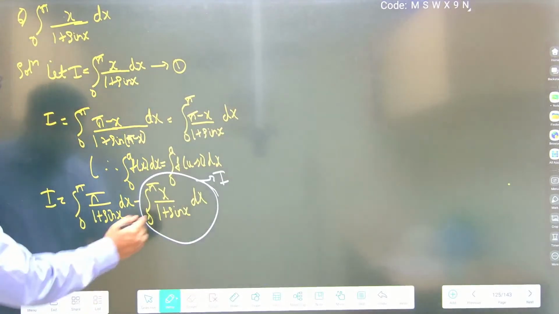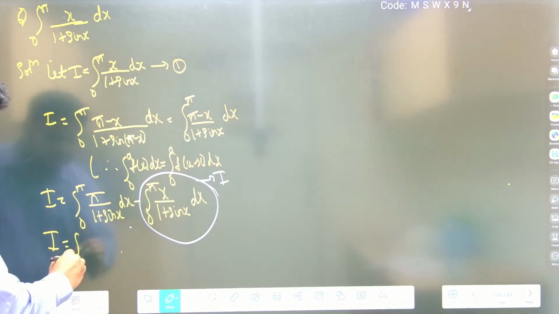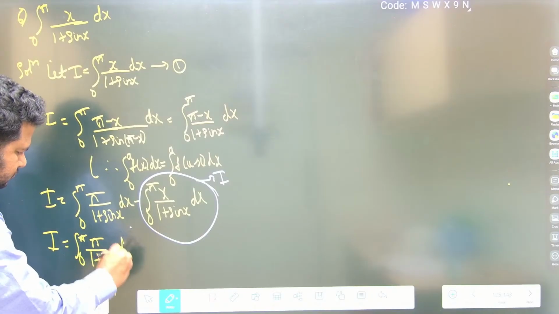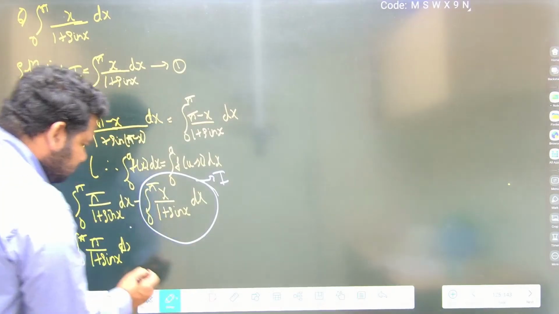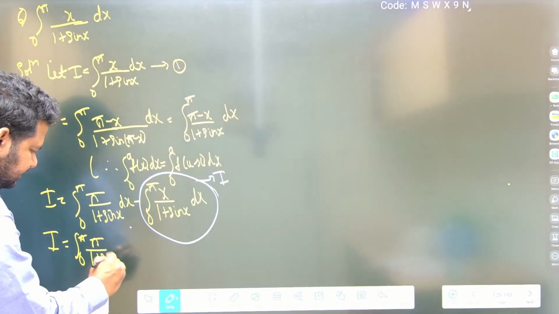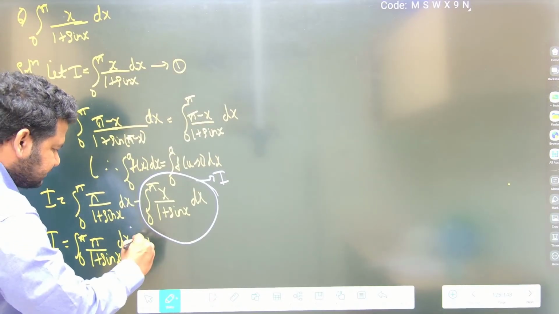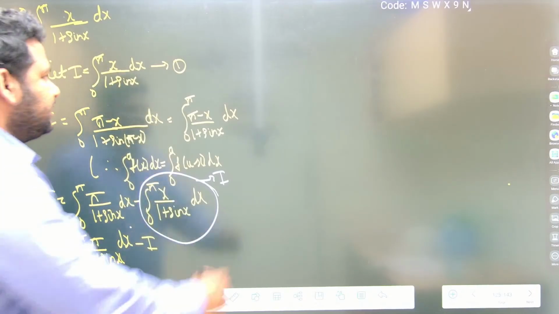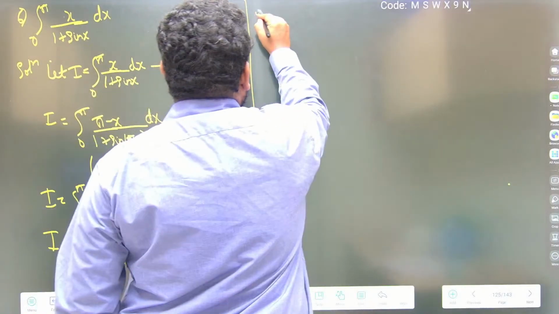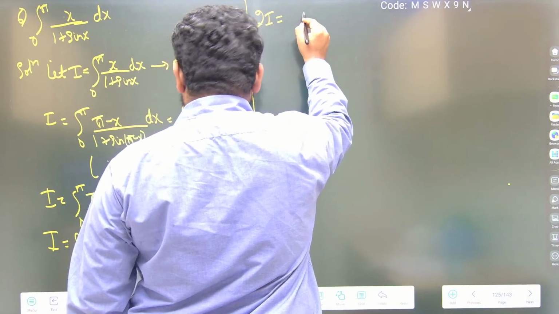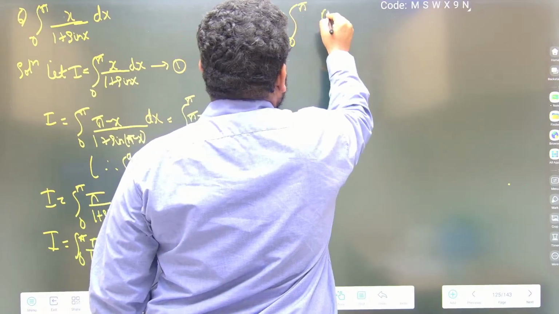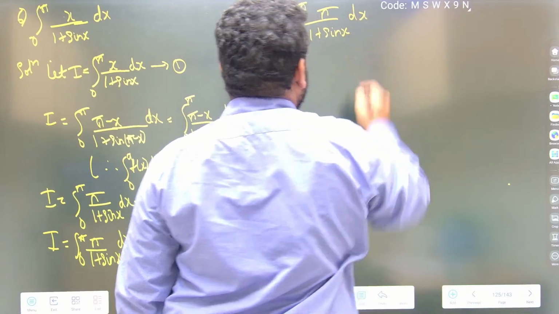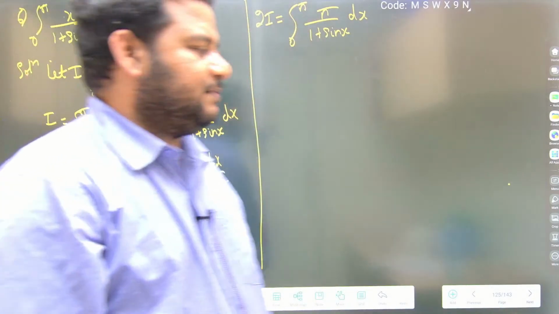So here I can put the value of I. I is equal to the integral 0 to pi of pi by 1 plus sin x dx minus I. Now I will bring this to this side. This will become I plus I, 2I. So 2I will be equal to the integral 0 to pi of pi by 1 plus sin x dx.